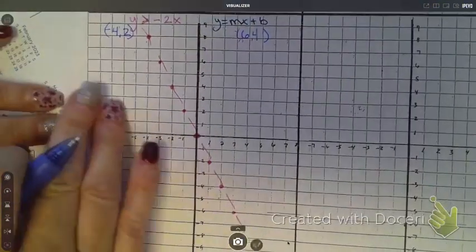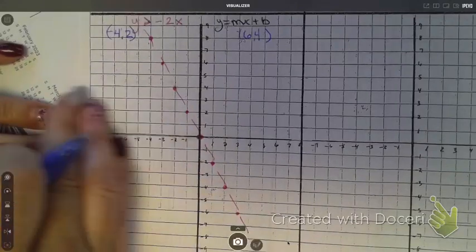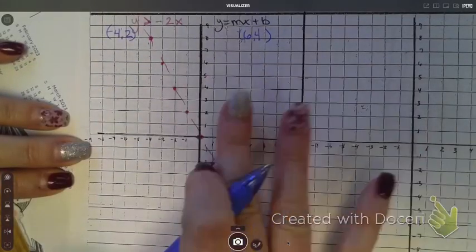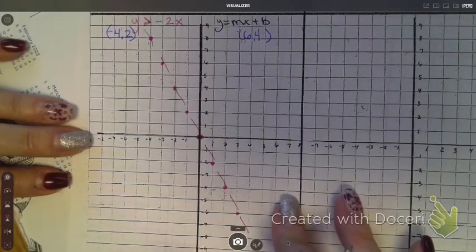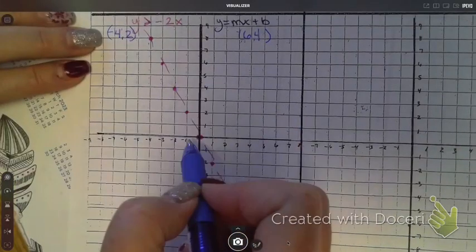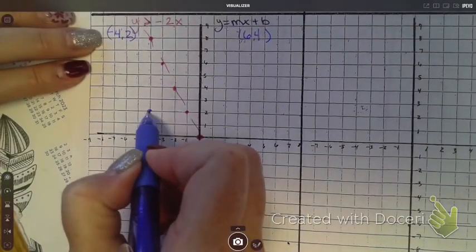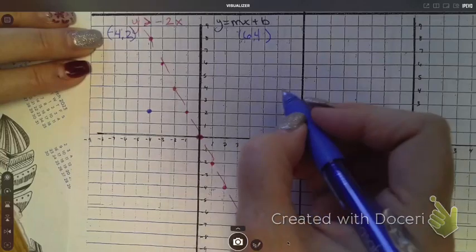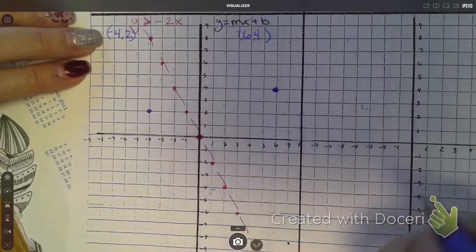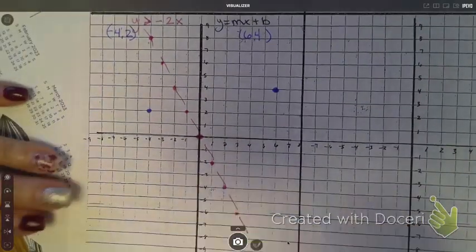You have to have something on this side of the line and something on this side of the line. Okay, so negative 4, 2 is right here. And 6, 4 is right here. So you check. Tell me which side I'm shading.